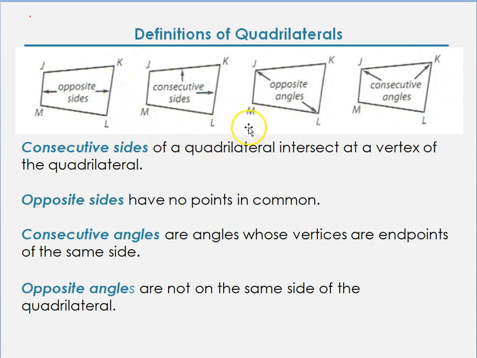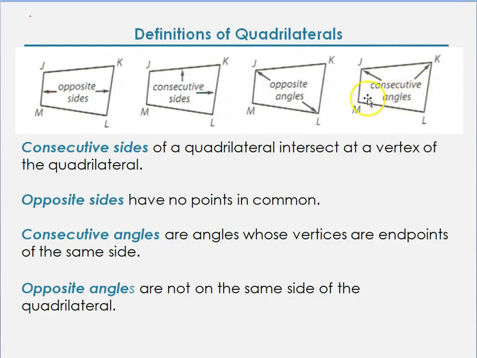Now we have consecutive angles, and consecutive angles are angles whose vertices are endpoints of the same side. So if you take side JK, JK includes angles J and K. So these are consecutive angles, or angles that are right next to each other. So the consecutive sides were right next to each other, the angles are next to each other.